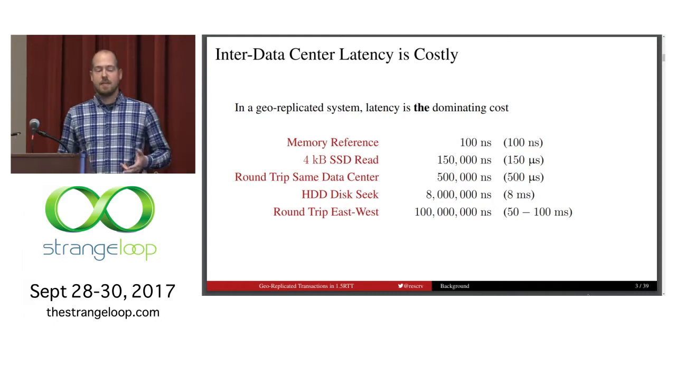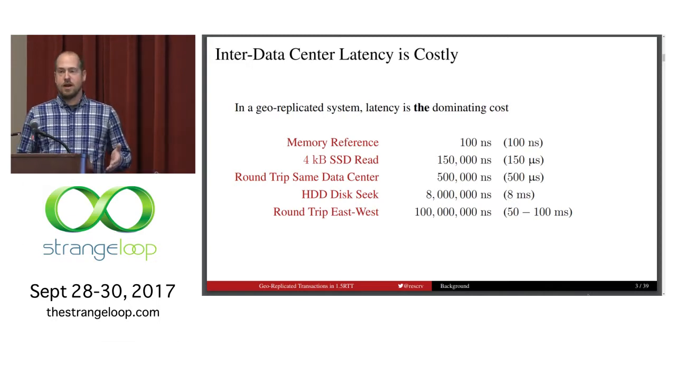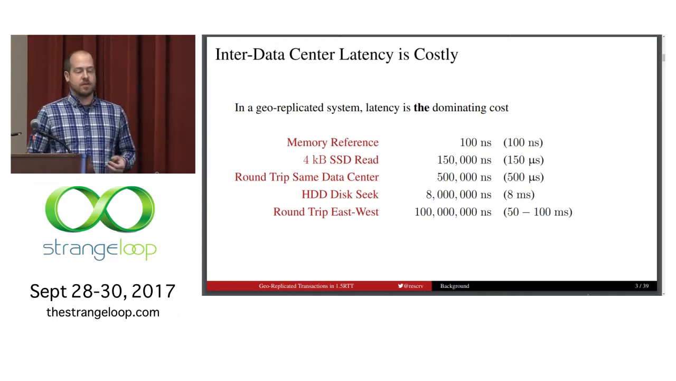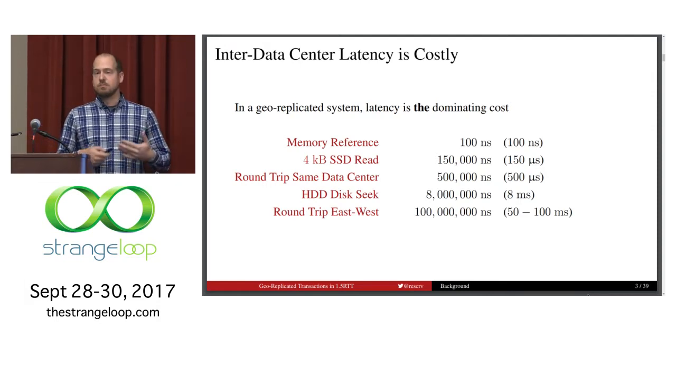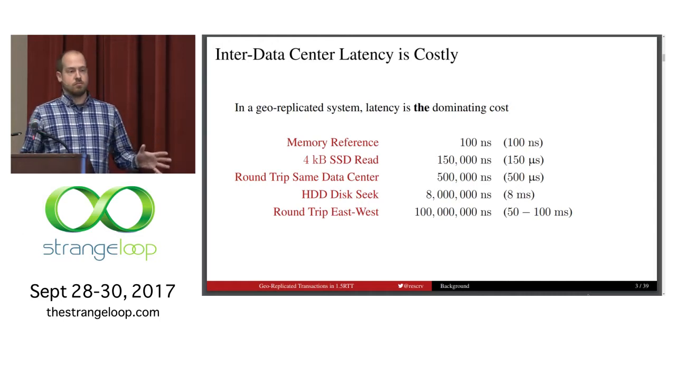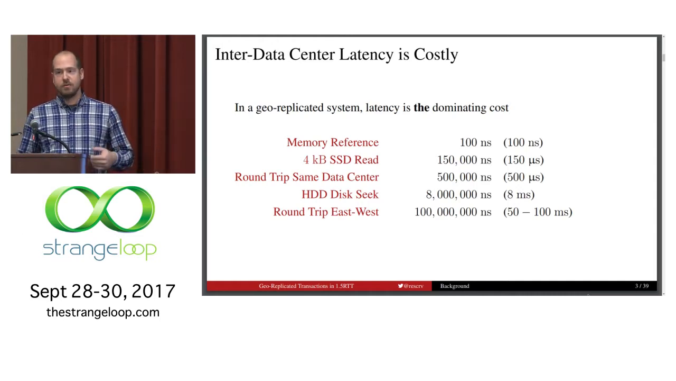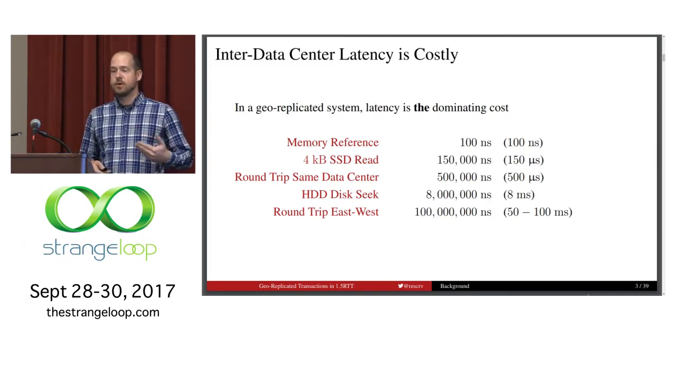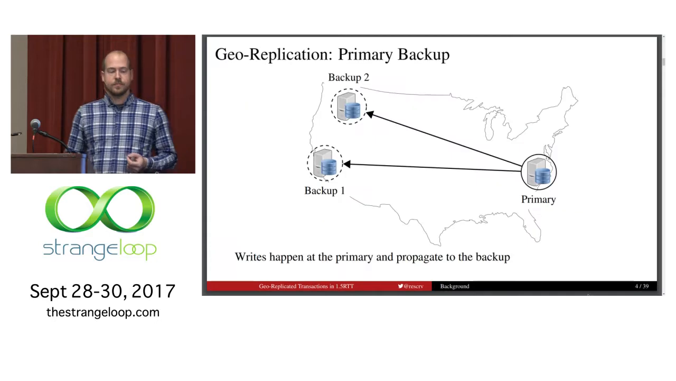So a main memory reference could be 100 nanoseconds. Going to a classical hard disk, if anybody here grew up with those, it's 8 milliseconds. Round trip east-west could be 100 milliseconds. You can see they're orders of magnitude different. So no matter what you do, VTune profiling on your code, it's not going to make a bit of difference in the wake of a wide area round trip. If you can cut one wide area round trip, or even just half of that round trip, you're going to save quite a bit on latency.